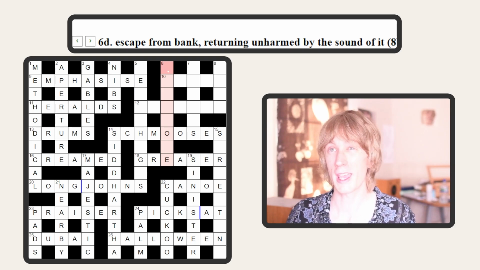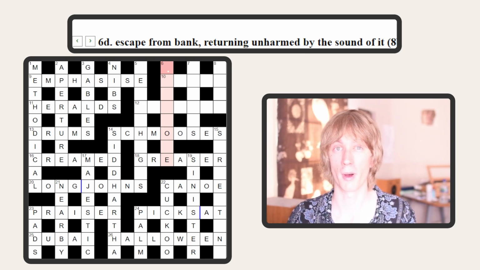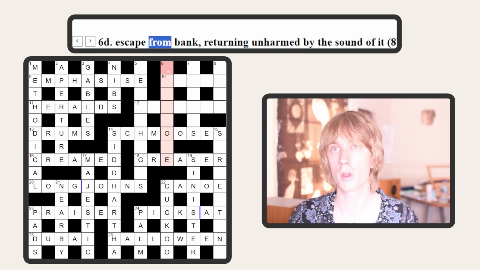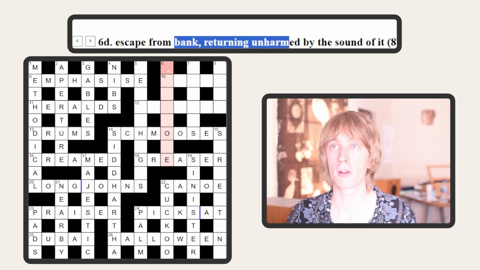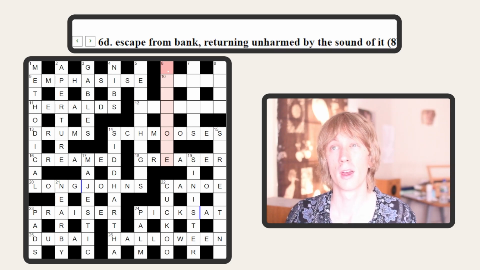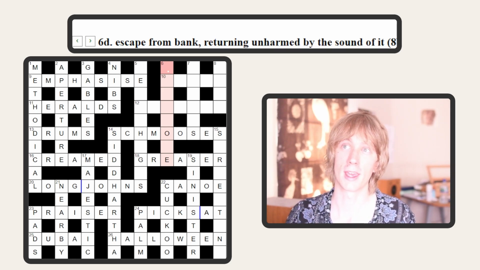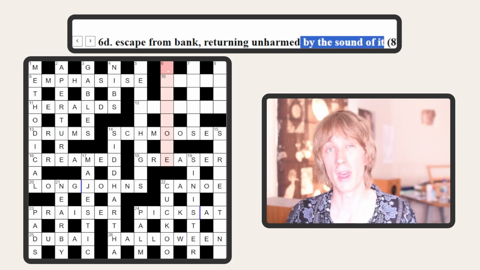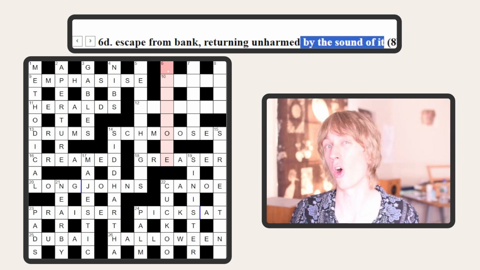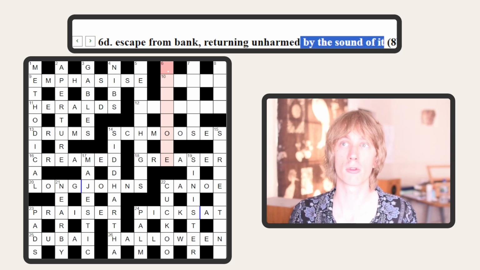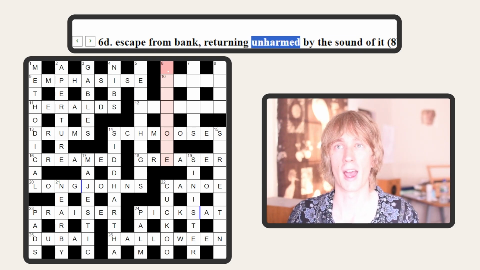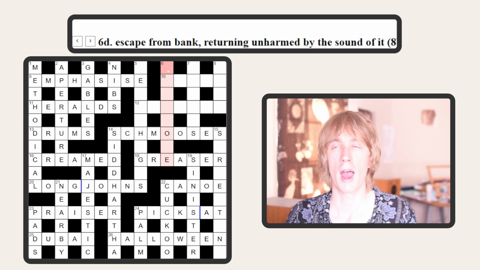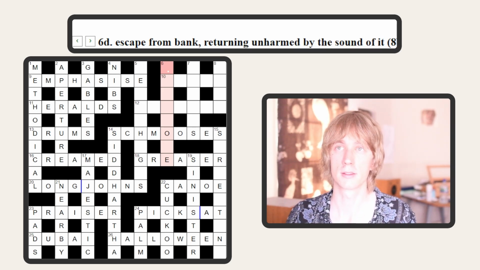6 down, escape from bank, returning unharmed by the sound of it. So from can be a link word here. We get a word for escape from bank returning unharmed by the sound of it. And the other indicator I can see here is by the sound of it. This is an indicator for a homophone. That is, we're looking for a word that sounds like a word for unharmed, but is spelt differently. Okay, so we have bank returning, and then we have unharmed by the sound of it.